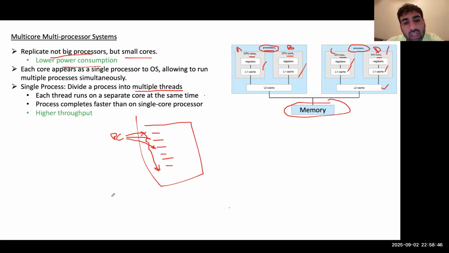Now to execute a single threaded application, you need an execution pipeline. So one pipeline: this program counter feeds instructions into the pipeline one by one. Let's say these are the stages of the pipeline, right?